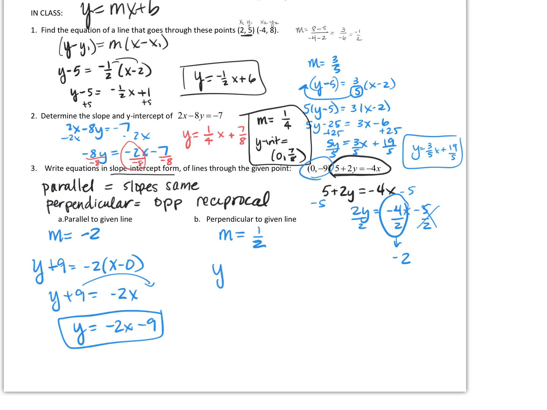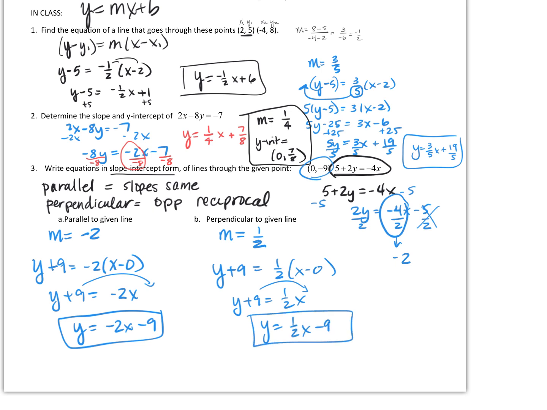Perpendicular, we're going to use the same point. We're just going to use a different slope. But again, because that x value is a 0, it's really simple. Move that 9. And there's my solution.